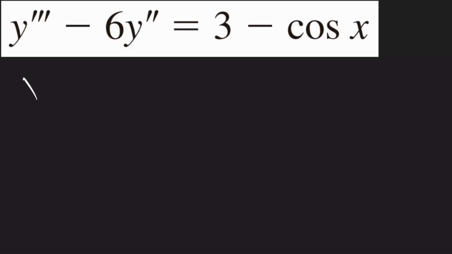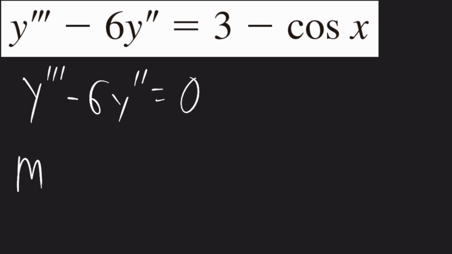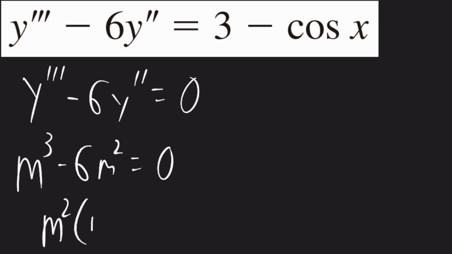For this problem, I'll start off by treating it as a homogeneous differential equation. We'll have y triple prime minus 6 times y double prime is equal to 0. So the auxiliary equation will be m cubed minus 6 times m squared is equal to 0. We can factor m squared out. It'll be m squared times m minus 6 is equal to 0.